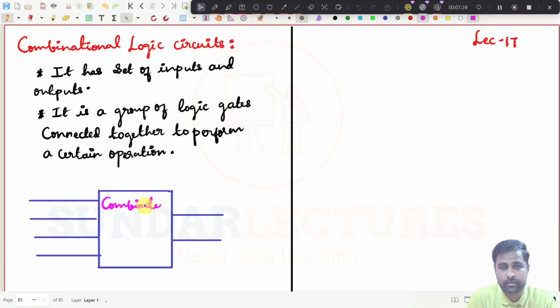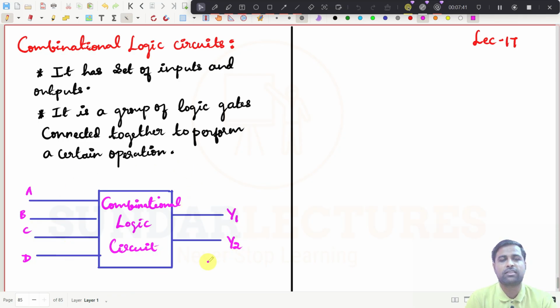Combinational logic circuit, right? So these are the inputs A, B, C, D, and the outputs can be Y1, Y2. And what is this combinational logic circuit now? It is a connection of logic gates. Logic gates will be connected to perform a certain operation. See, we will take an example now. I will just write down that question and I will read it out.